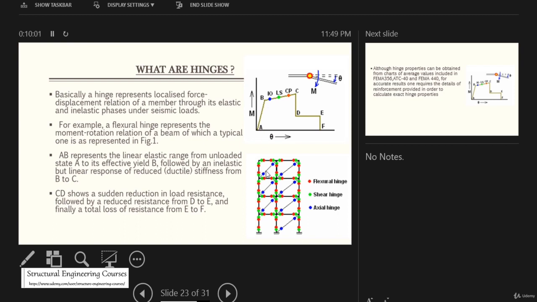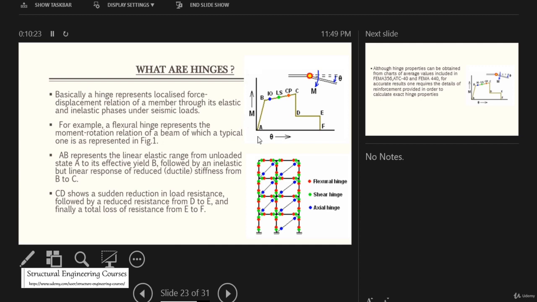So this is basically a simple diagram here. Here you can see that in this bracing section, the hinges that have been formed shall be of axial type. And in the column and the beam, you can see that the hinges that have been formed are of either flexural or shear type.